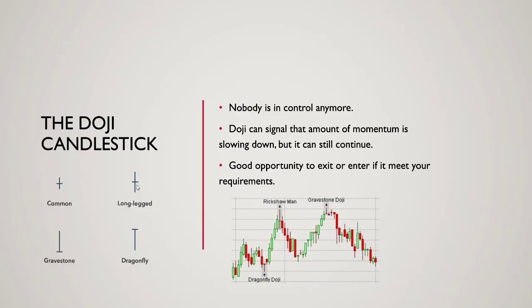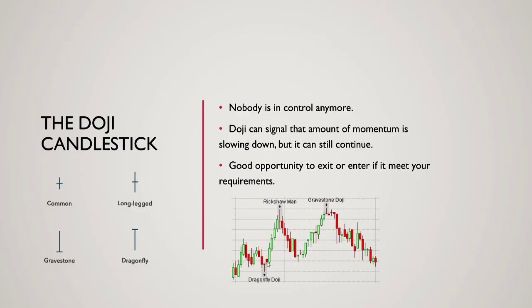So we have the doji. We can start off with the doji. And this is the candlestick that tells us nobody's in control anymore. Anything can happen, you know? However, it tells us if it's, for example, an uptrend and a doji occurs, that the momentum is slowing down. It can continue, but it also can go down, if you know what I mean. So I have written here, it's a good opportunity to exit or enter if it meets your requirements.